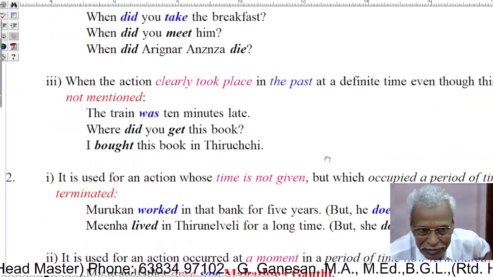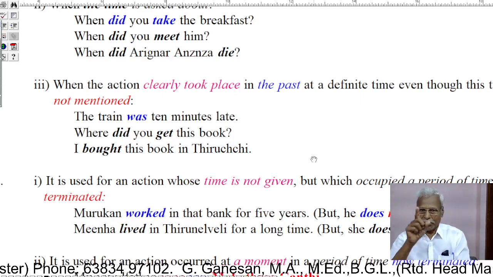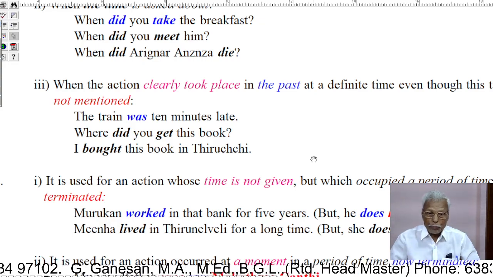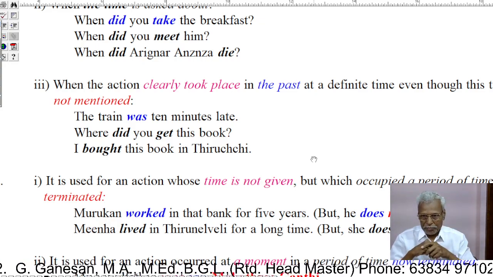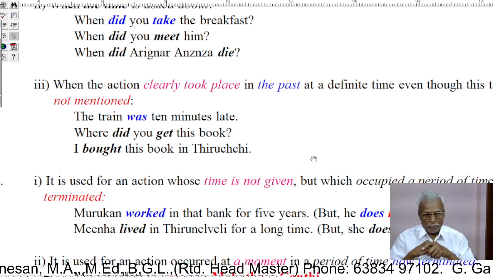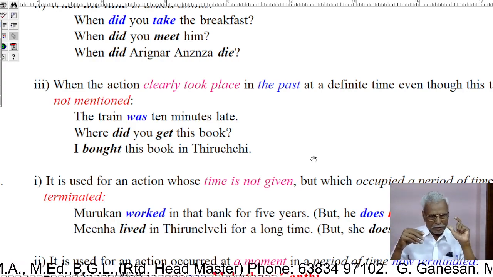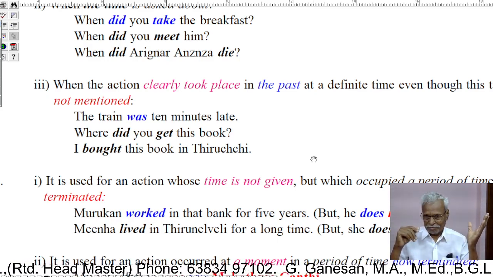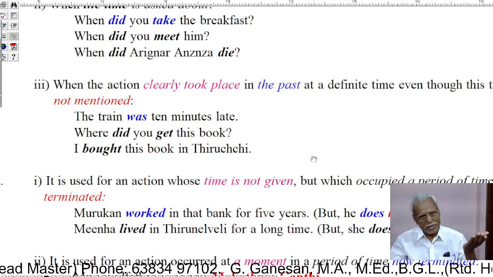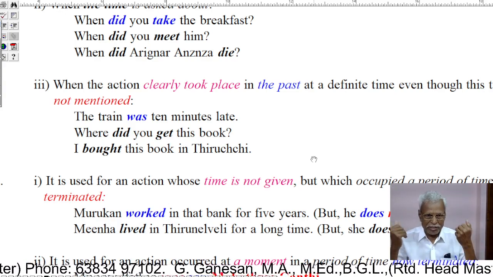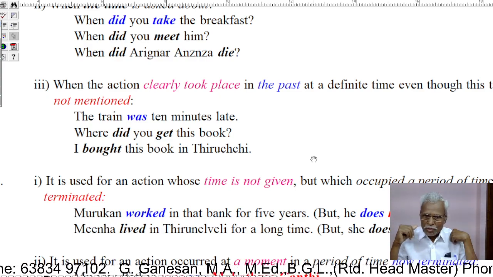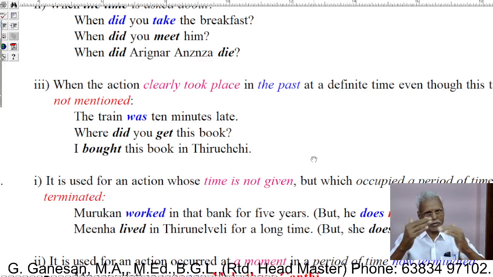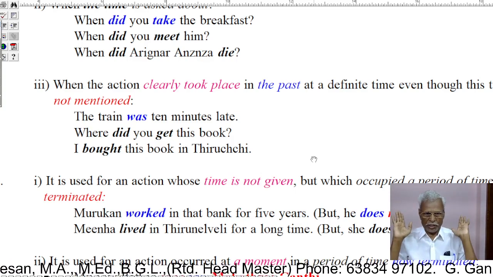Then the third subdivision of the first use: when the action clearly took place in the past at a definite time, even though this time is not mentioned. That is, we know that an action took place in the past at a definite time. Then we need not mention the time here. See, the train was 10 minutes late. We know the time of the train. Today it was 10 minutes late.